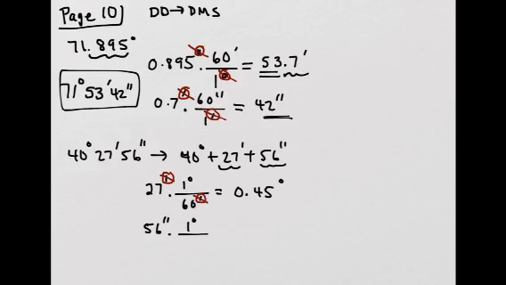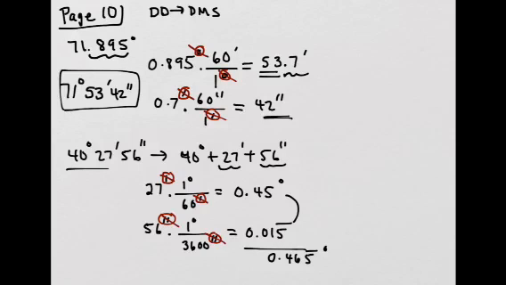1 degree is 3,600 seconds. So again, second and second cancel out. You're left with degree. And this is a non-terminating decimal. So 0.015555 forever. So remember, we're going to add these together, and we get 0.465, like that, degrees.